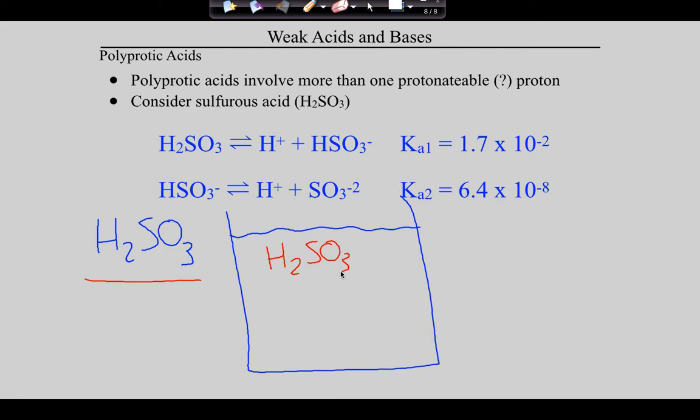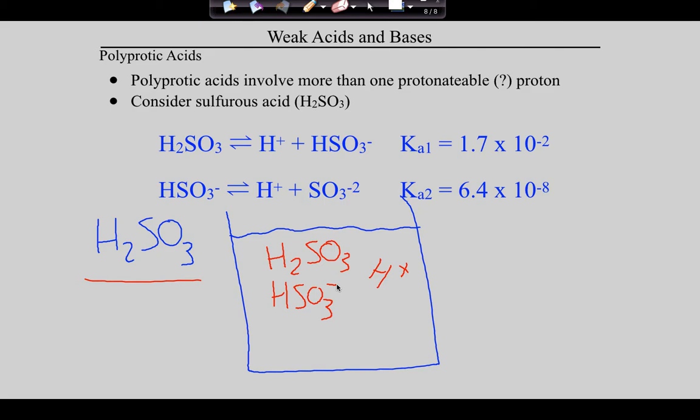Not at the bottom. It's not a precipitate. It does dissolve, but it doesn't dissociate all of it. But some of it does dissociate. And when it does dissociate, what will we now include in our beaker? Some hydrogen ion and some HSO3 minus. Without the minus, it's wrong.